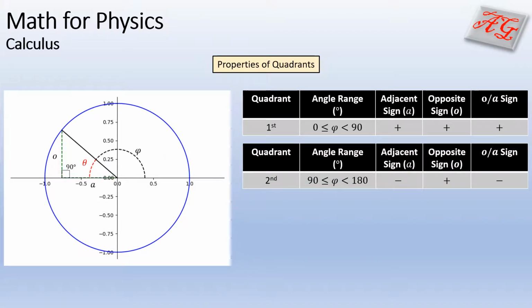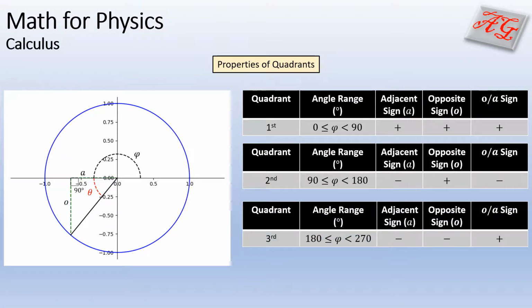In the second quadrant, the angle phi ranges from 90 degrees to 180 degrees. The sign of the adjacent side is negative and the sign of the opposite side is positive. Thus, the sign of the ratio between the opposite and the adjacent side is negative. In the third quadrant, the angle phi ranges from 180 degrees to 270 degrees. The sign of the adjacent side is negative as well as the sign of the opposite side. Thus, the sign of the ratio between the opposite and the adjacent side is positive.